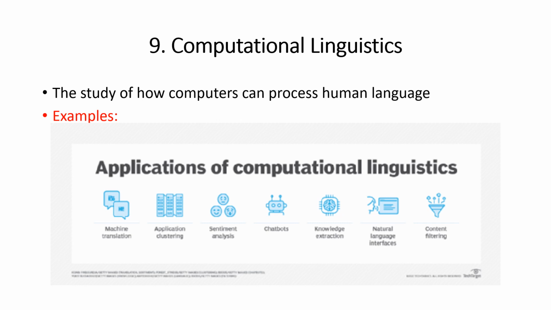Computational linguistics, the study of how computers can process human languages. Examples: applications of computational linguistics include machine translation, document clustering, sentiment analysis, chatbots, knowledge extraction, natural language interfaces, and content filtering.